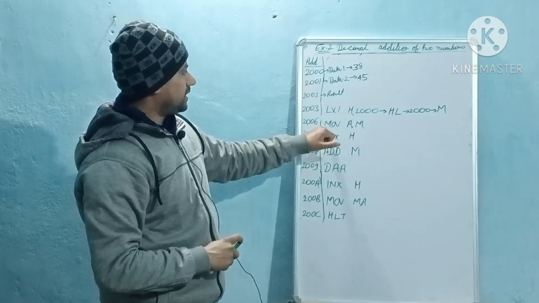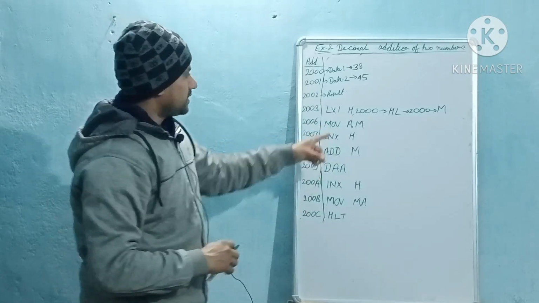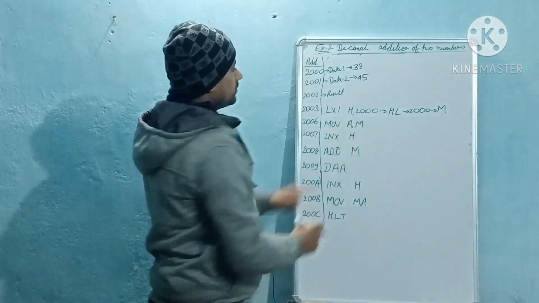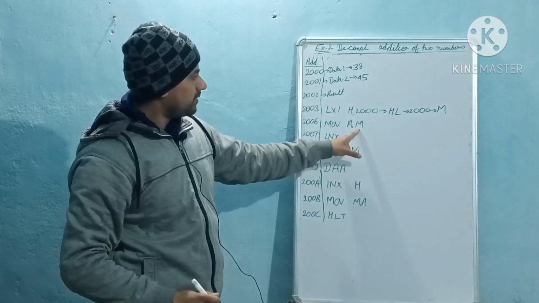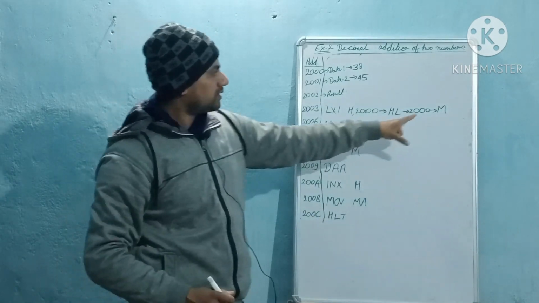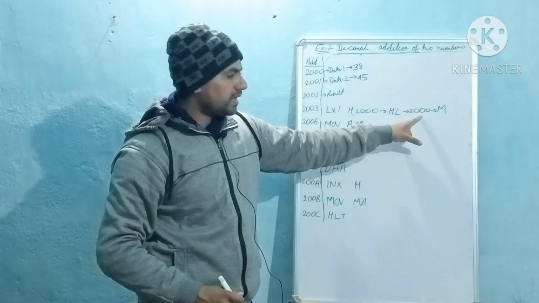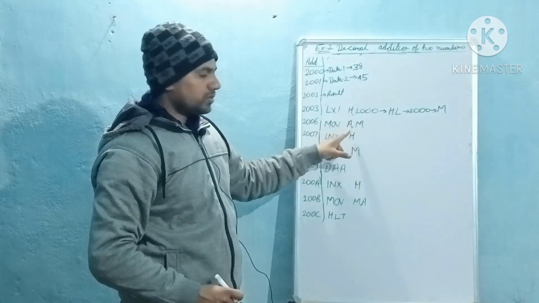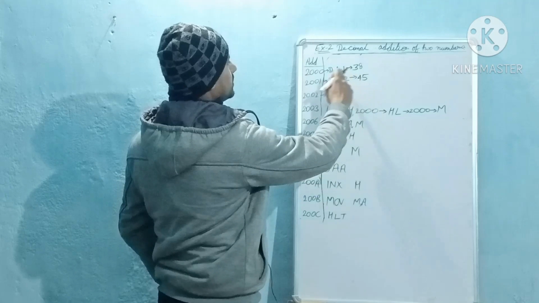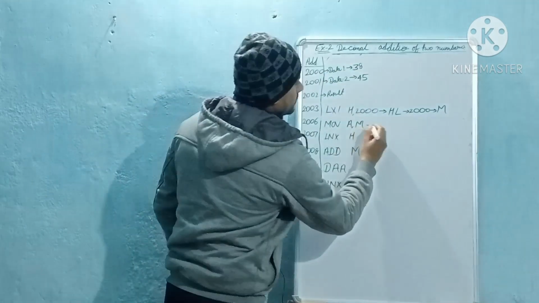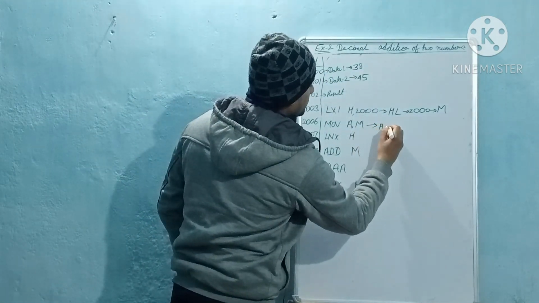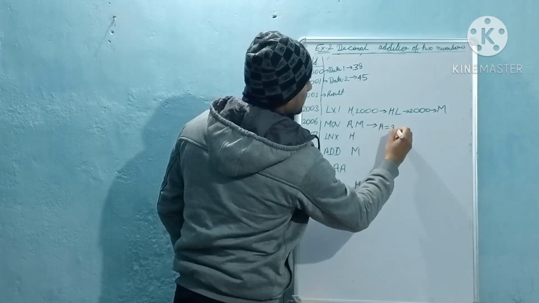The next instruction is MOV A, M. This instruction moves the content of the memory M to the accumulator. M means 2000, so whatever we have in 2000 will go to the accumulator. In 2000 we have 38, so after this instruction the accumulator will hold 38.